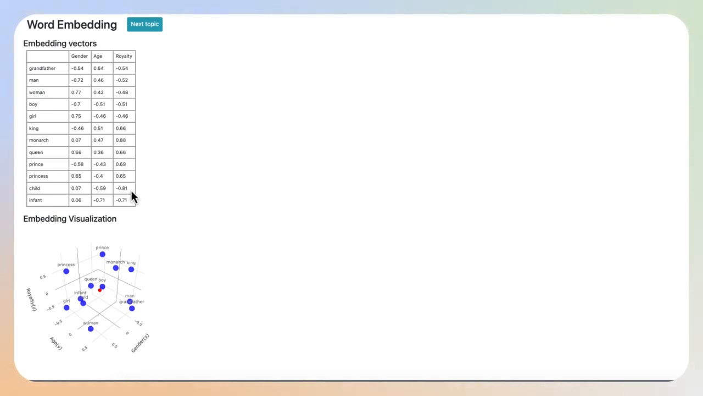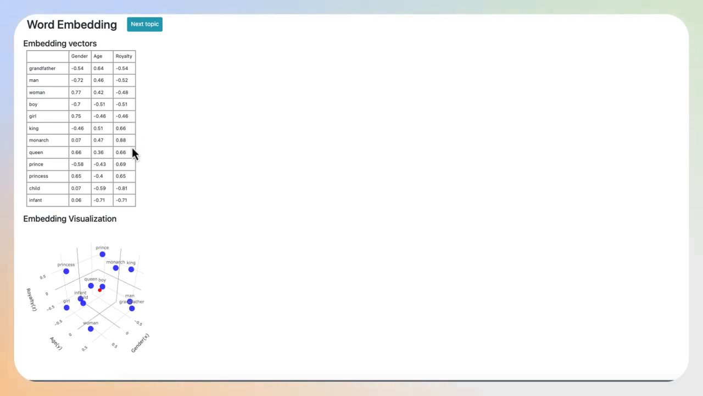In essence, these vectors provide a numerical representation of the characteristics of each word. For example, queen has positive values in both gender and royalty, indicating that it's associated with femininity and royalty. On the other hand, boy has negative values on all dimensions, suggesting masculinity, youth, and non-royalty.